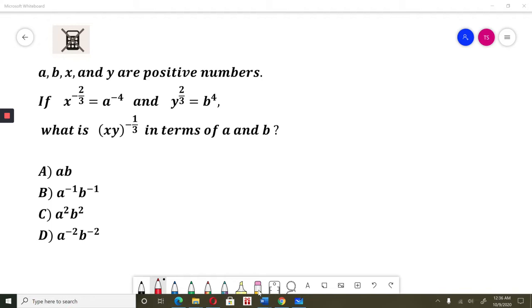A, ab, B, a to the power of negative 1, b to the power of negative 1, C, a squared, b squared, D, a to the power of negative 2, b to the power of negative 2.